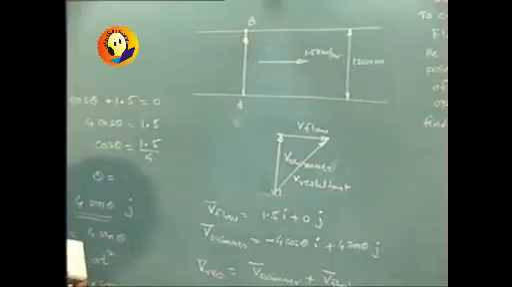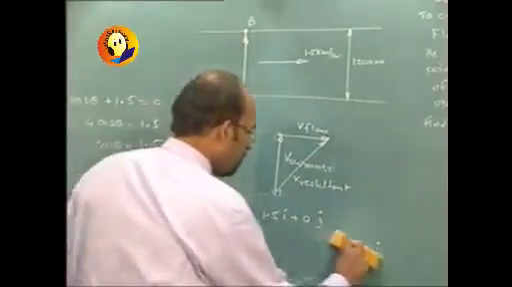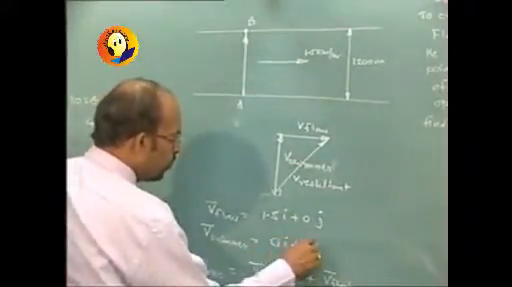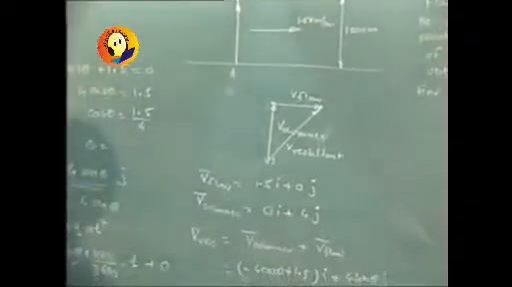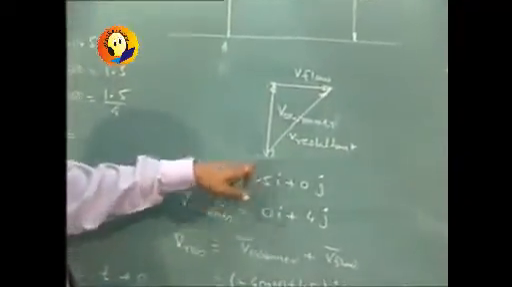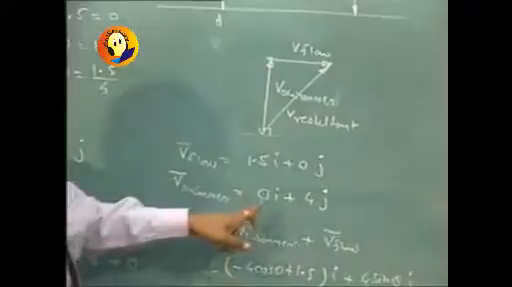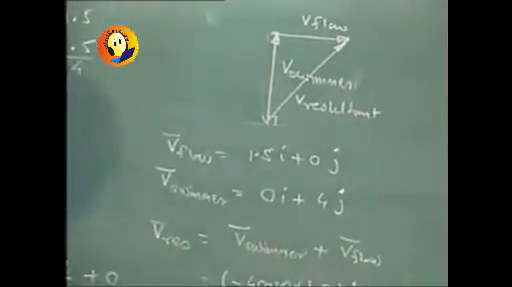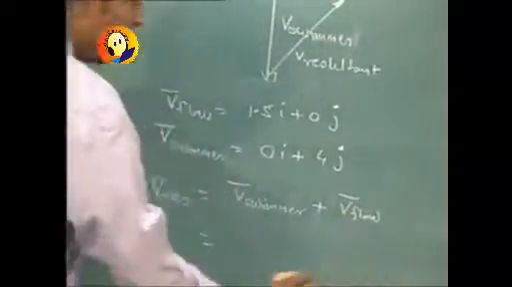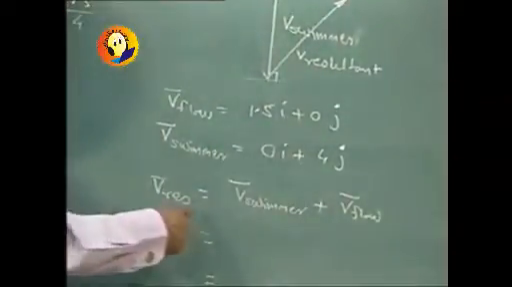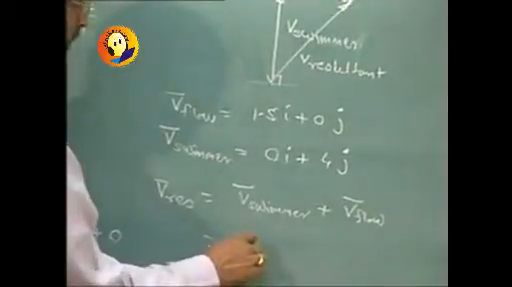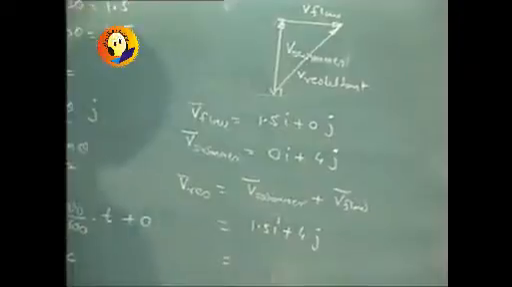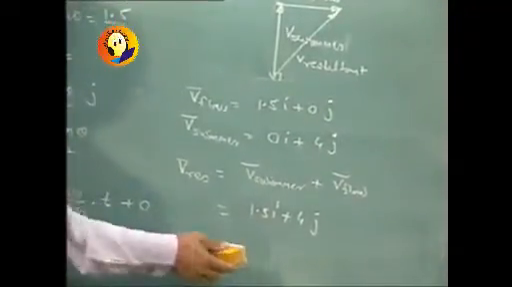Now in this case, velocity of the swimmer is going to be 0I plus 4J, and velocity of the flow is 1.5I towards right. Velocity of the swimmer is along y direction, it is 4J, and so the resultant velocity we can calculate now. Resultant velocity that we will be getting is nothing but simply 1.5I plus 4J.